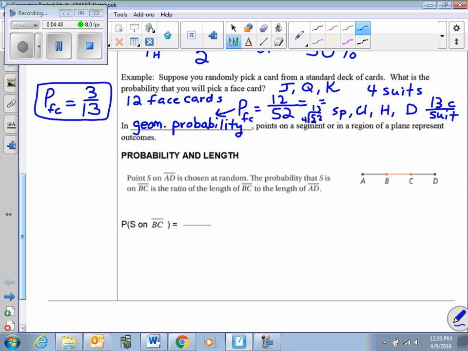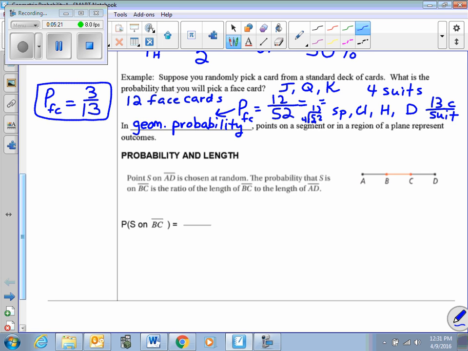I got this segment here, AD, and it says point S on AD is chosen at random. So I'm just going to come in here somewhere and randomly pick a point. I don't know where because it's going to be at random. I'm going to have my eyes closed, I guess. And so we're told that the probability that S is on BC, this red area here, is the ratio of the length of BC, that would be our favorable outcomes, to the length of the whole thing, and that would be all the possible outcomes.